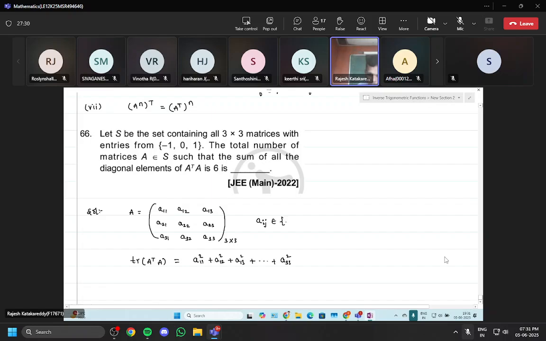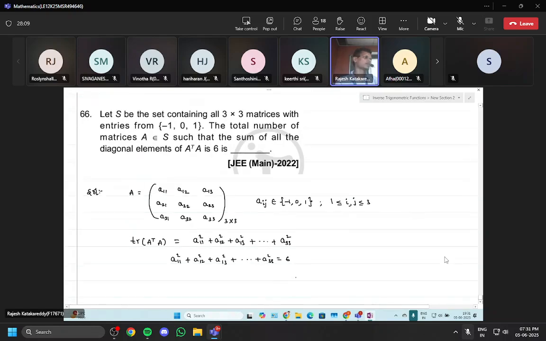Aij belongs to {-1, 0, 1}, where 1 is less than or equal to i, j less than or equal to 3. So now the trace value should be equal to 6. So after writing this equation, our matrices part is done. From here, we need to solve the problem using the permutation and combination concept.